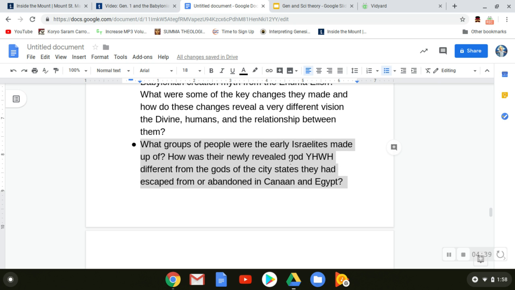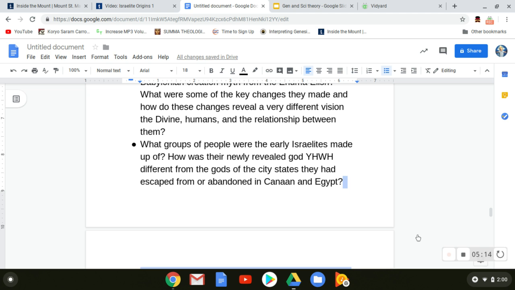semi-nomadic herders and peasant farmers who walked out on the corrupt societies of the Canaanite city-states and settled in the hills in the pioneer regions in northern Israel. And seeing how this newly revealed God was different from the gods that were taught to them in Canaan and Egypt.